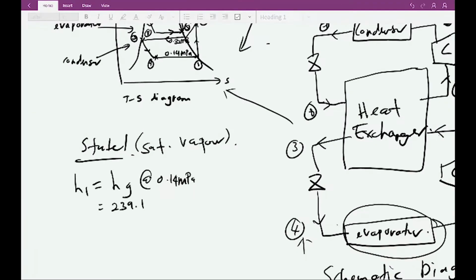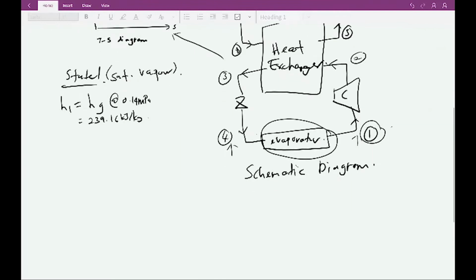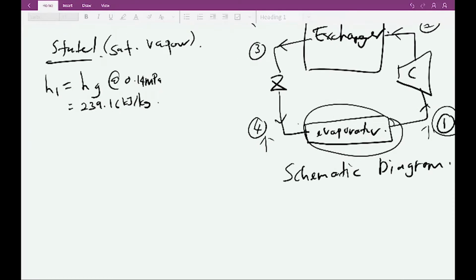239.16, okay, 16 kilojoule per kilogram, right? So this is your first state enthalpy. So we have another 7 states. So this is a tedious work. So we just follow. Make sure you do faster than me on your test or exam.